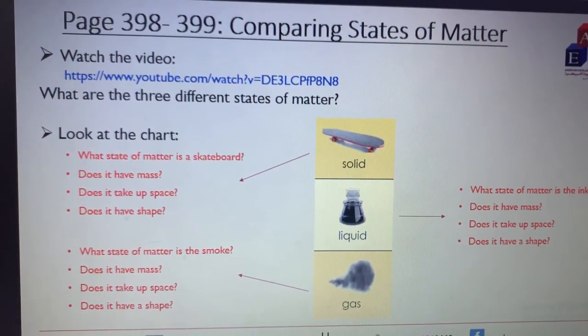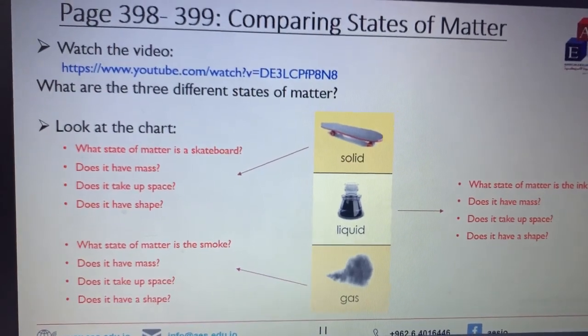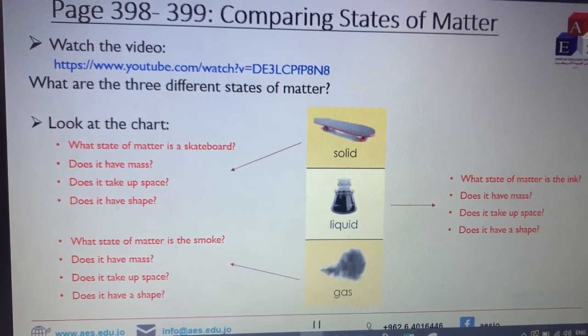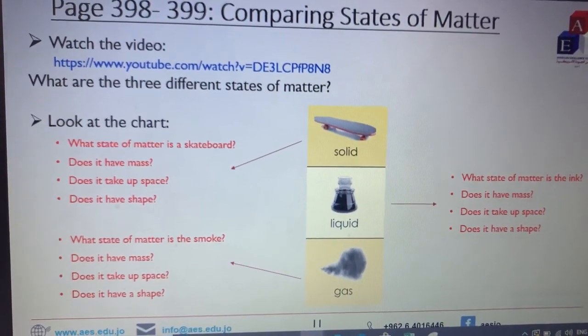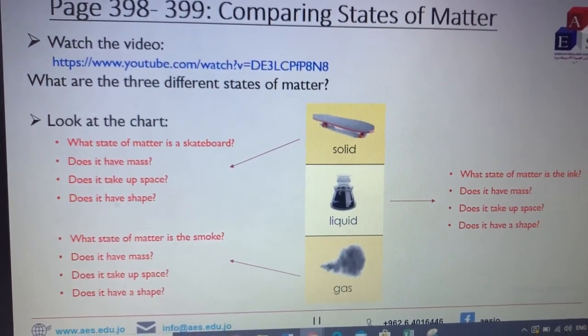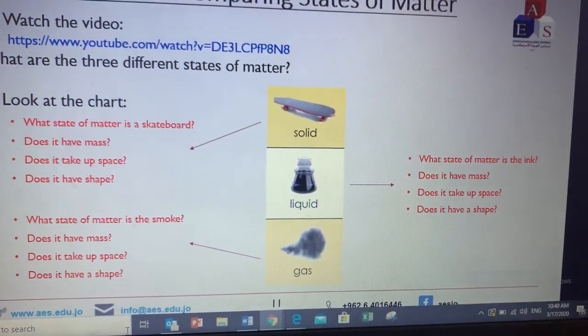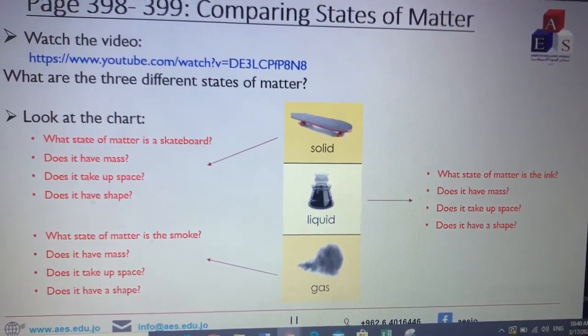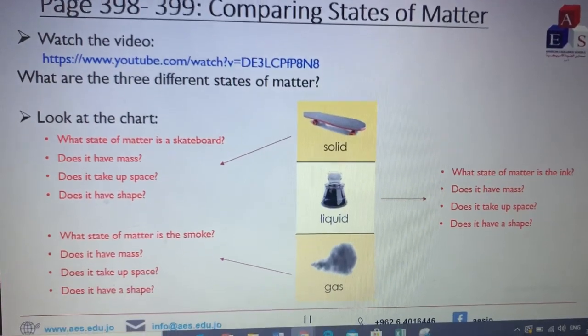We said it's solid, liquid, and gas. How are they different? Solid, what state of matter is the skateboard? Does it have mass? Does it take up space? Does it have a shape? Liquid, what state of matter is the ink? Does it have mass? Does it take up space? Does it have a shape?